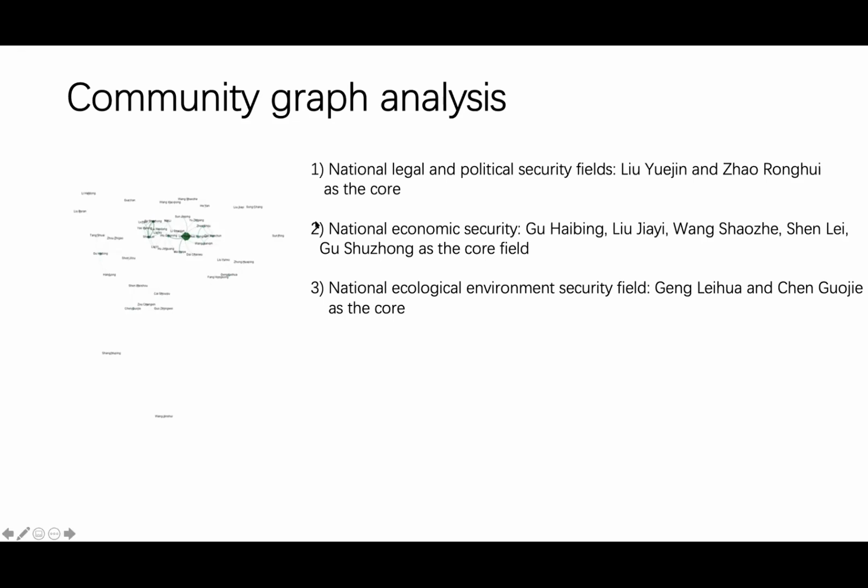The second field is national economy security, and the third is the national ecology environment security field. From this, we can see that this phenomenon not only reflects the large number of branches in the field of national security in China, but also indicates that the differences between the branches are large, showing a phenomenon of diversification. On the other hand, it shows that the mature branches in the field of national security in China today include many aspects, such as these three.